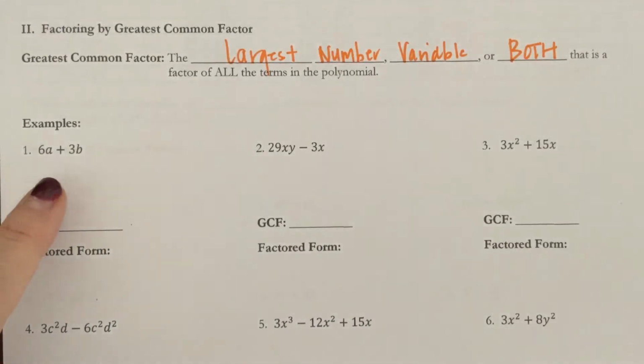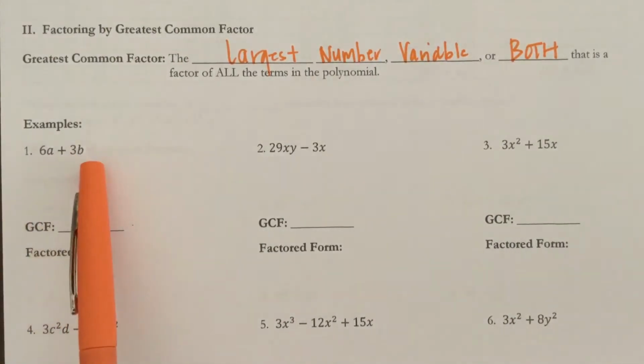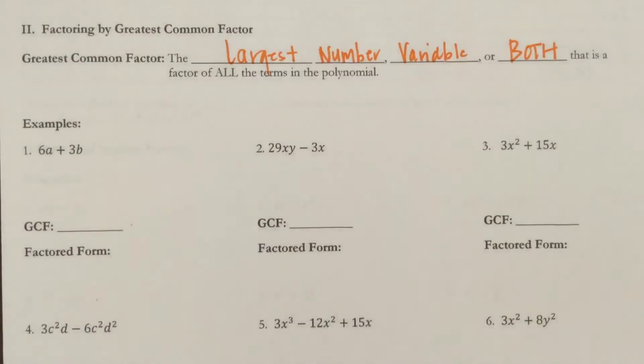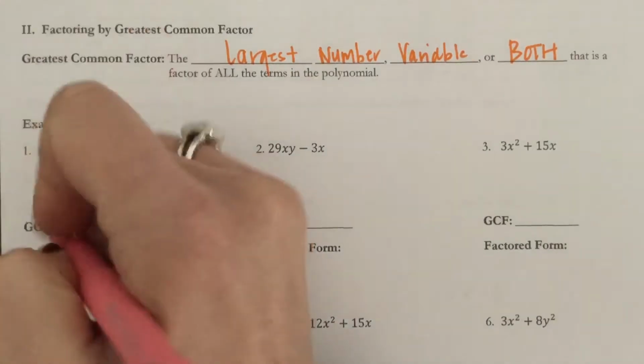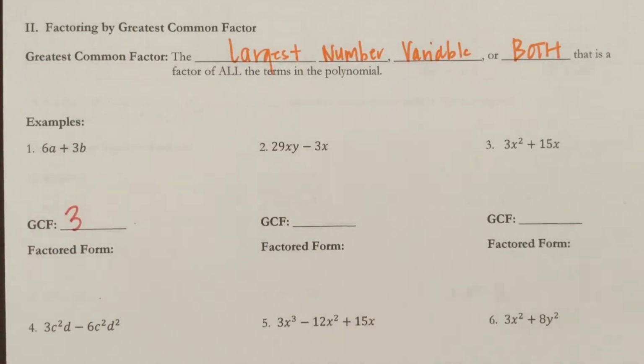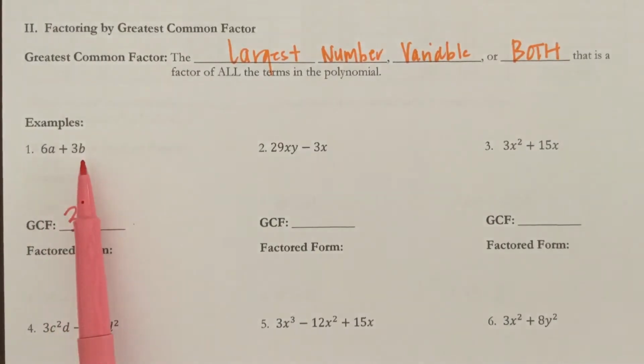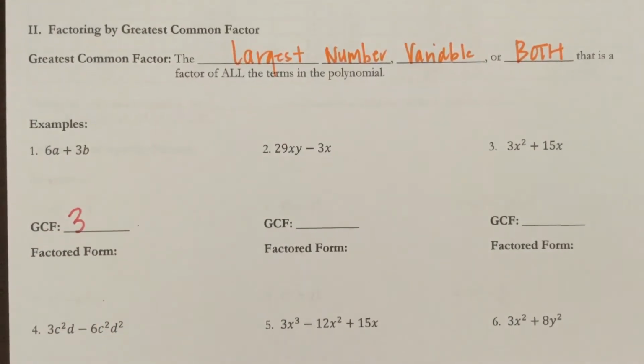We want to take something like 6a plus 3b and rewrite that addition problem as a multiplication problem. I need to start by determining the greatest common factor. So the largest number, variable, or both that is a factor of both 6 and 3. So I'm thinking about the largest number that goes into 6 and goes into 3. That number would be 3. If I look at the 2 terms and compare their variables, an a and a b, I see that these terms don't have any variables in common. All right, so my greatest common factor here is 3.